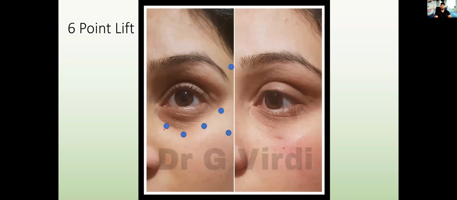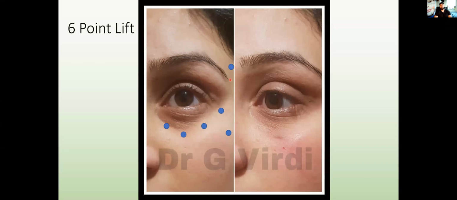And once I've left a little bolus here, what I would do with my finger, I will massage the product medially. Okay, so just to recap, we've got point 1, point 2, and point 3, and now we've got 3 more points. These are all bolus injections onto periosteum. So the fourth point then is going to be in the temporal region.